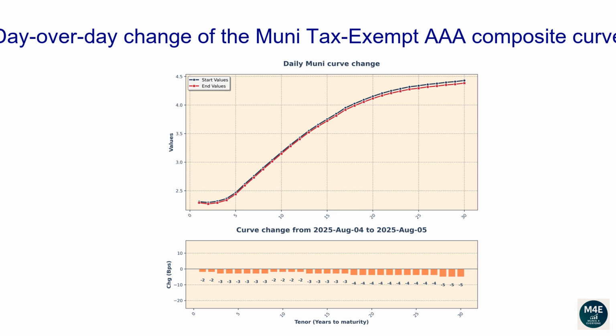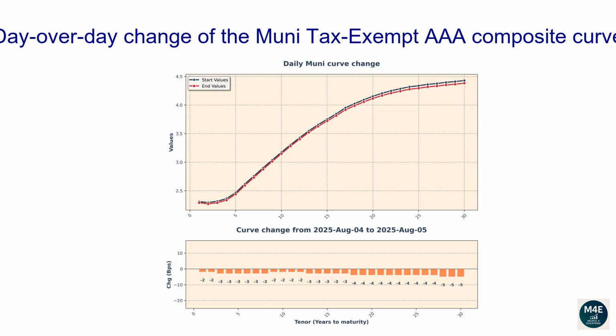Let's now go over how the Muni AAA tax-exempt curve has changed since the prior business date. The graph displayed on the top-hand side shows the most recent curve versus the prior day curve. The bar plot on the bottom-hand side shows instead the difference between the two curves, in basis points. The one-year tenor changed -2 basis points. The 2-year tenor changed -2 basis points.